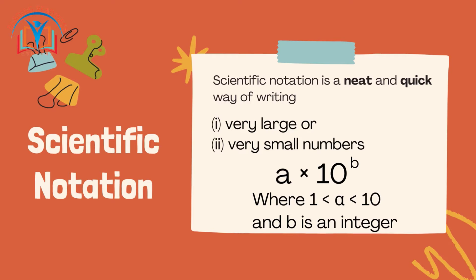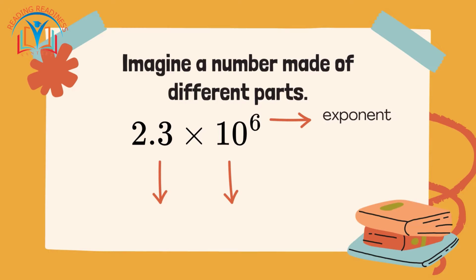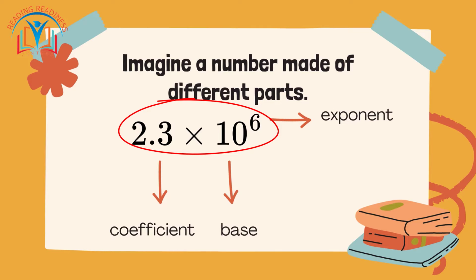A times 10 exponent b. Imagine a number made of different parts. Picture this: 2.3 times 10 caret 6. What does that even mean? Fear not. We are about to decode the secret language of numbers.